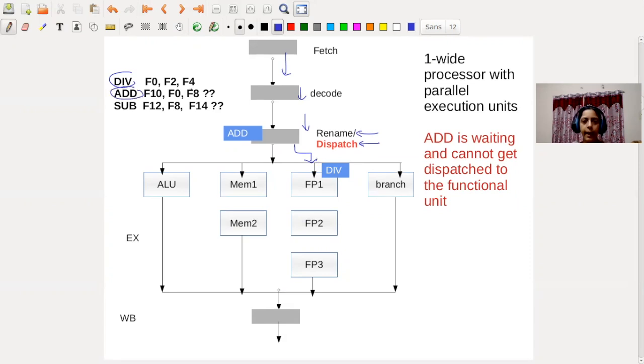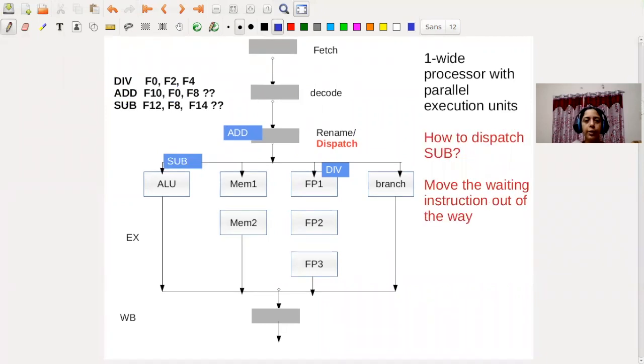Next, the add is fetched, decoded, and it is renamed, but it is waiting here. It cannot be dispatched to the functional unit because it is waiting on F0 to complete. So add is waiting and cannot get dispatched. Now we want to dispatch sub. We have fetched sub, decoded it, found that it is independent, and we want to dispatch it to its functional unit. Now, how are we going to do this?